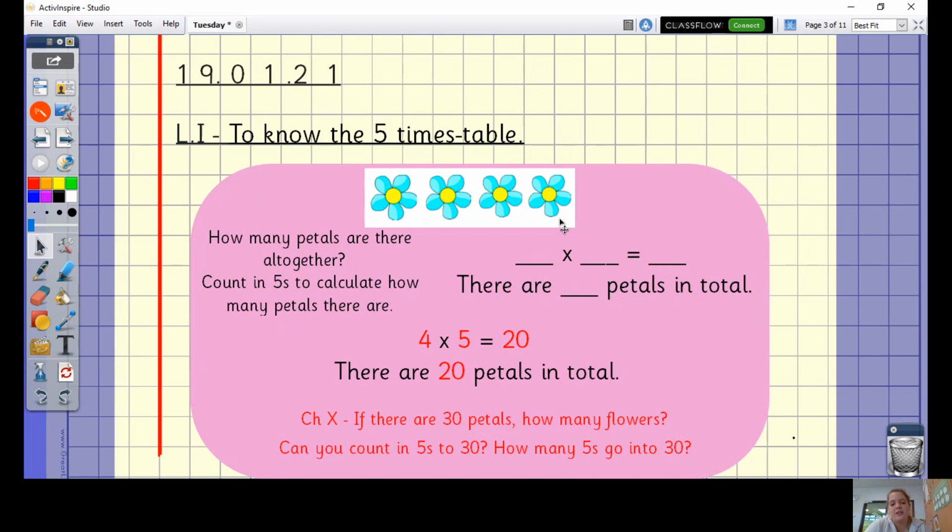Okay, let's try together then. So we're going to count up in 5s until we get to 30 and see how many 5s there are. Okay, so we'll count 5, 10, 15, 20, 25, 30. So hopefully you've been using your fingers with me. I have got 6 fingers. So that means 6 groups of 5 go into 30. So 6 multiplied by 5 equals 30.